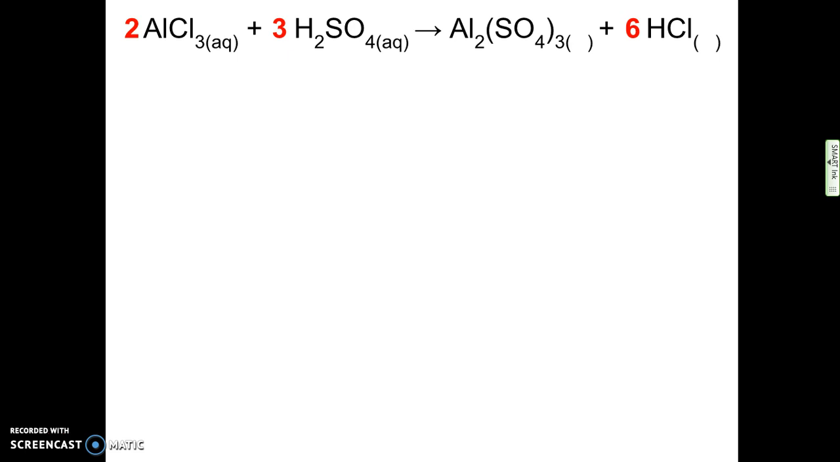Now I find my state symbols by looking at my solubility rules. Aluminum sulfate, there's nothing in here about aluminum. Rule number 6 says most salts containing sulfate are soluble, with some exceptions. Aluminum sulfate is going to be aqueous. And rule number 1 says all acids are always soluble, so that's always aqueous.